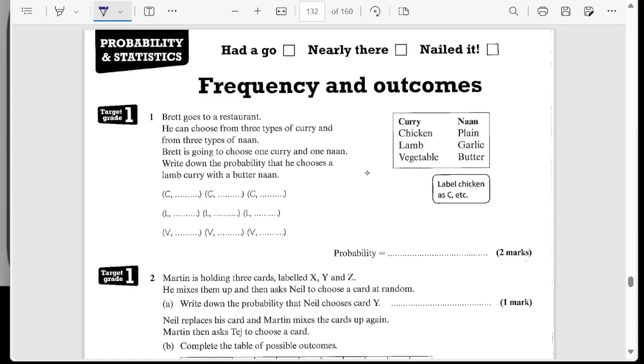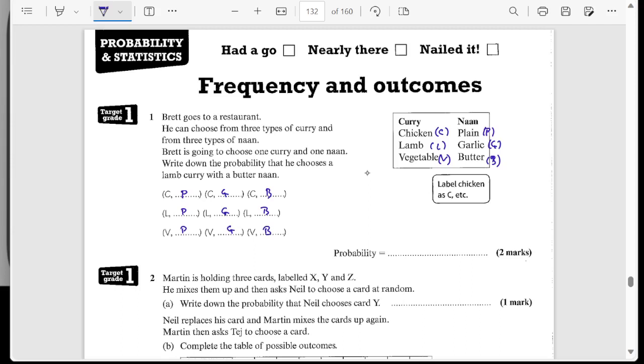So I would say C, L, V, and P, G, and B, just to make my listing quicker rather than write the whole words. So I could have a C and a P, a C and a G, a C and a B. I could have an L and a P, an L and a G, an L and a B, and I could have a V and a P, a V and a G, and a V and a B. So I've got 9 outcomes.